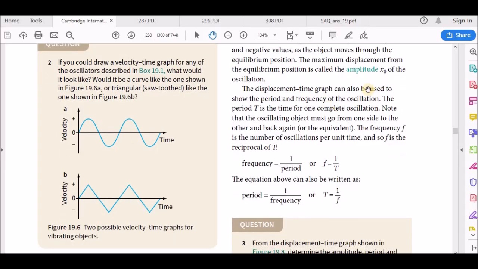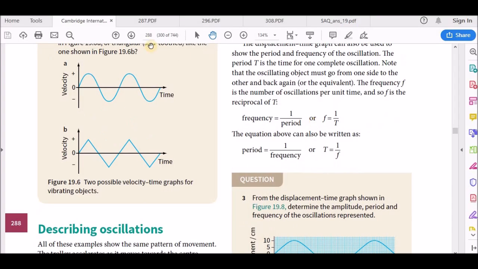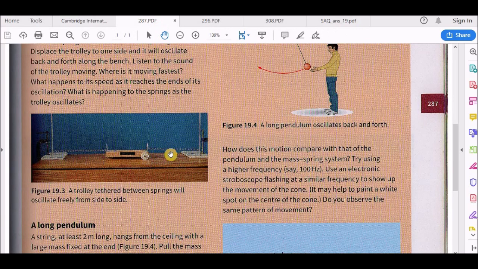The displacement-time graph can also be used to show the period and frequency of the oscillation. The period T is the time for one complete oscillation. Note that the oscillating object must go from one side to the other side and back again, or the equivalent. So if we start at this point, it has to go like this and come back to the same point. That will make one complete oscillation or one complete cycle.